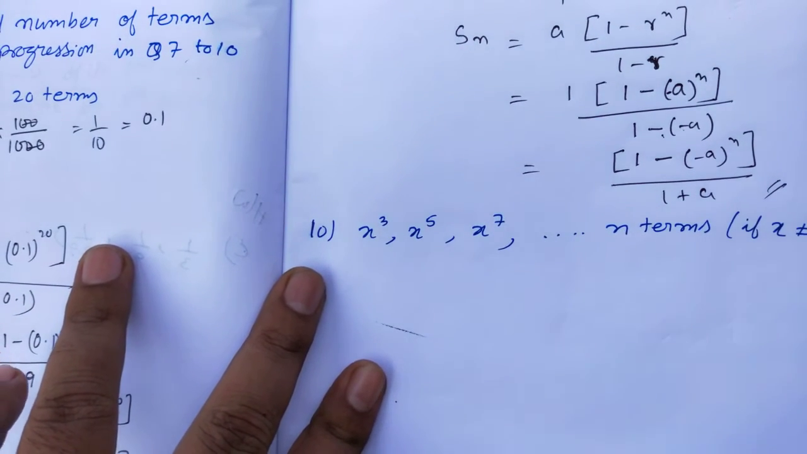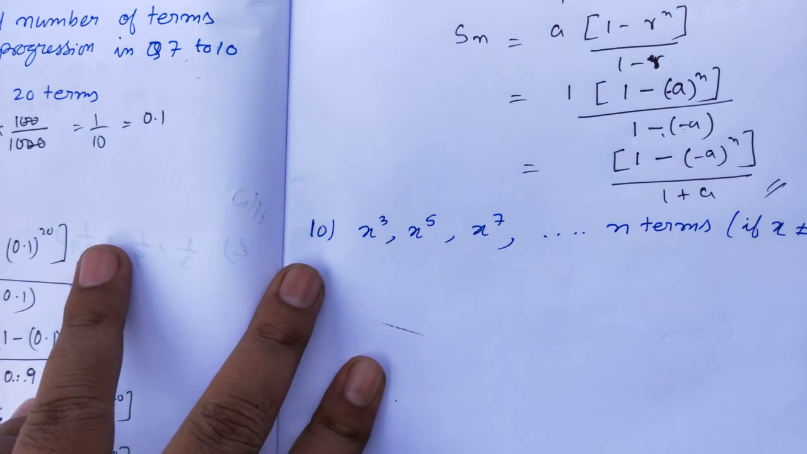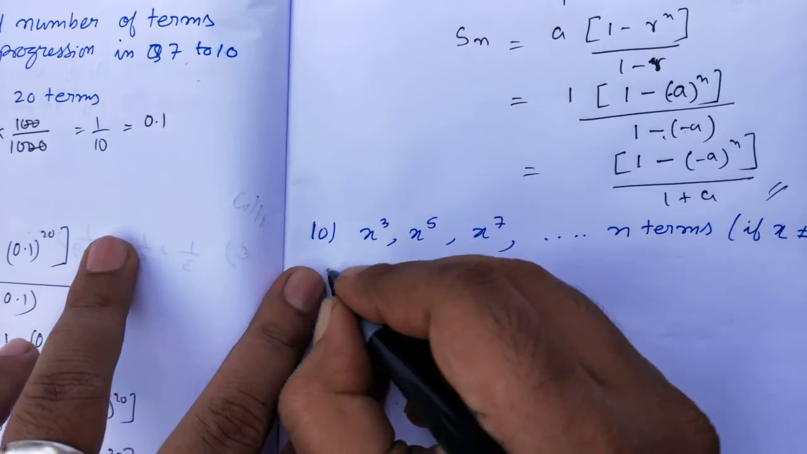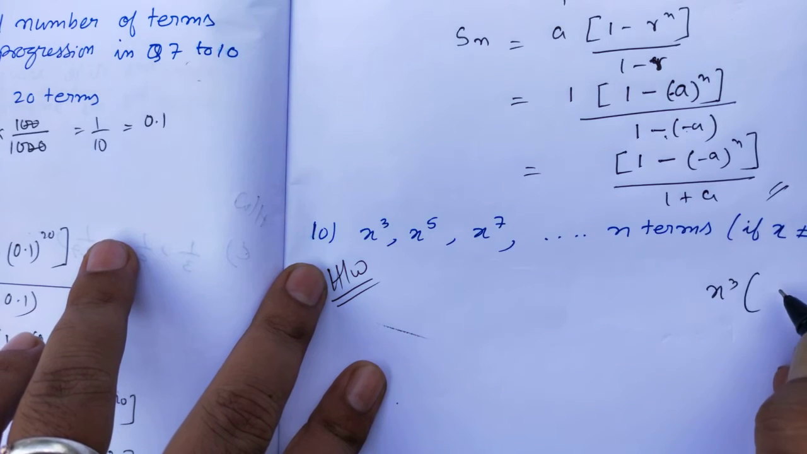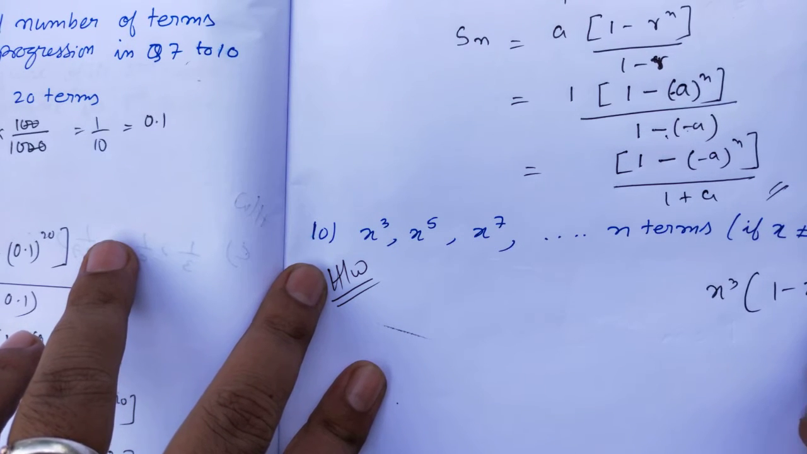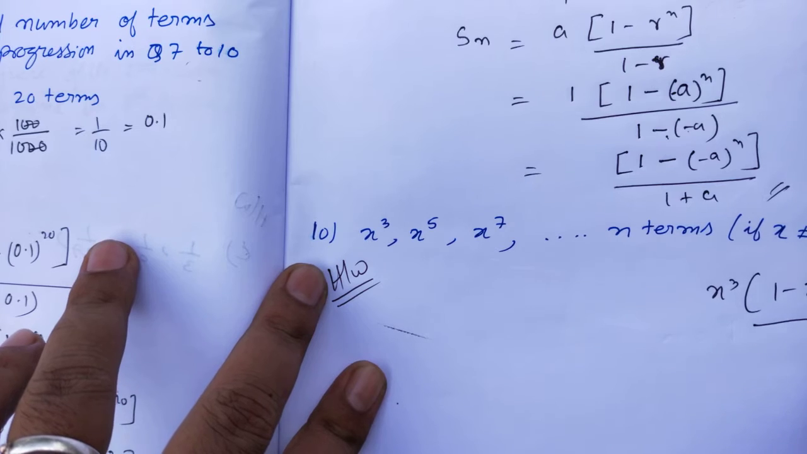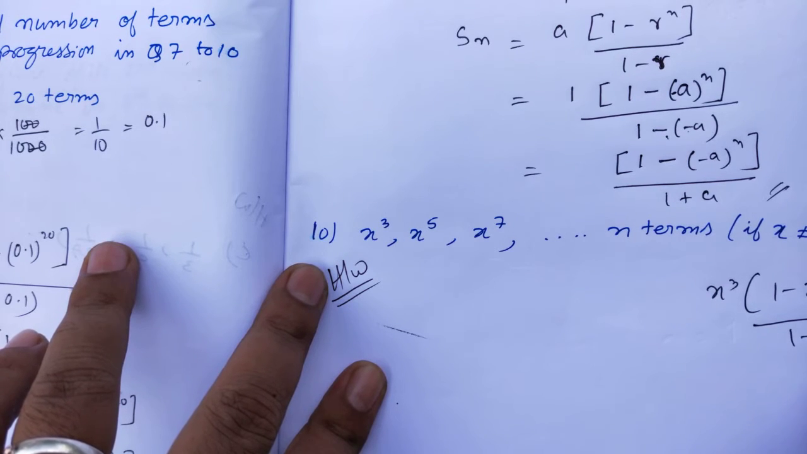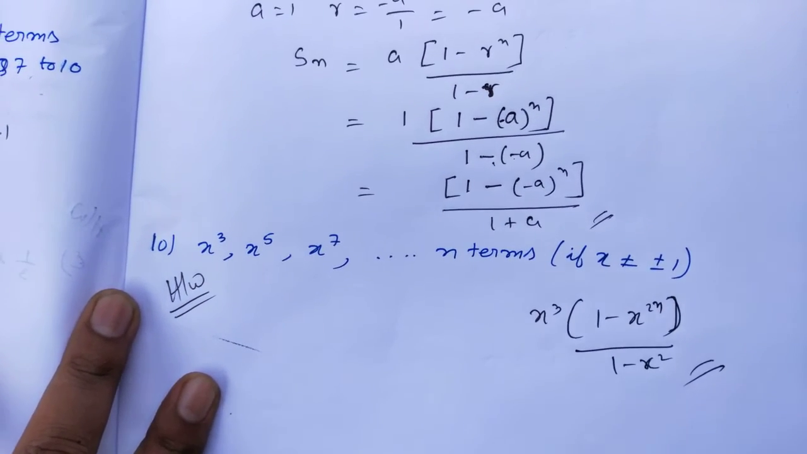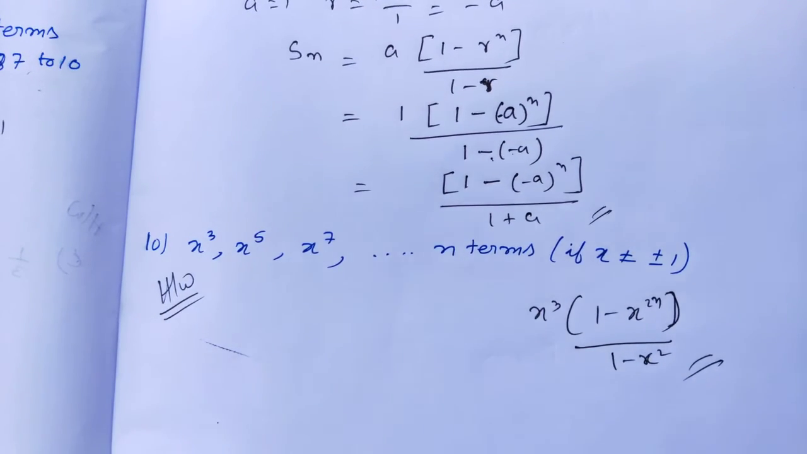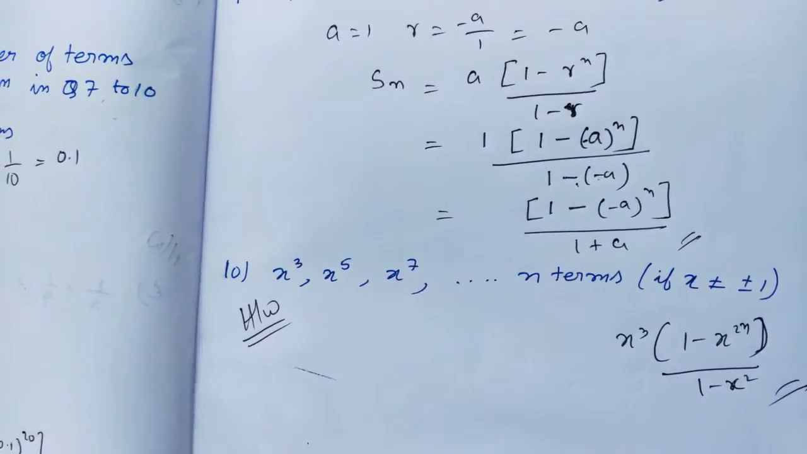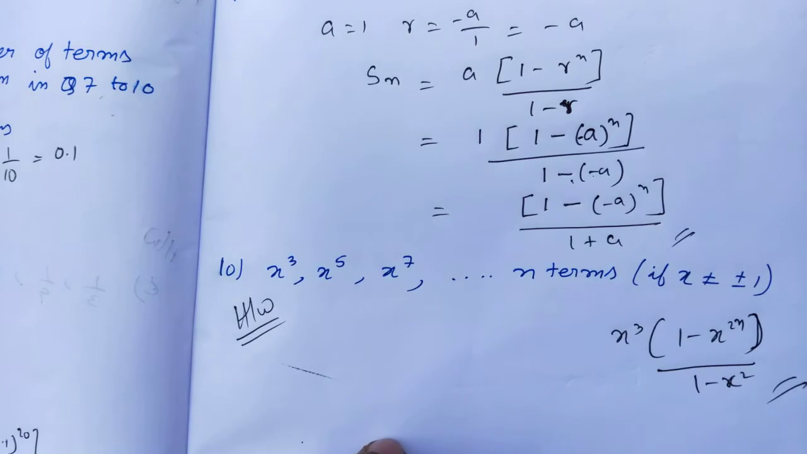Do it by yourself, this one, question number 10. This is your homework. Your answer must be x cubed times 1 minus x2n by 1 minus x square. This must be the answer. Do it yourself, okay? Let's do. So we'll do this much. We can do till question number 15.